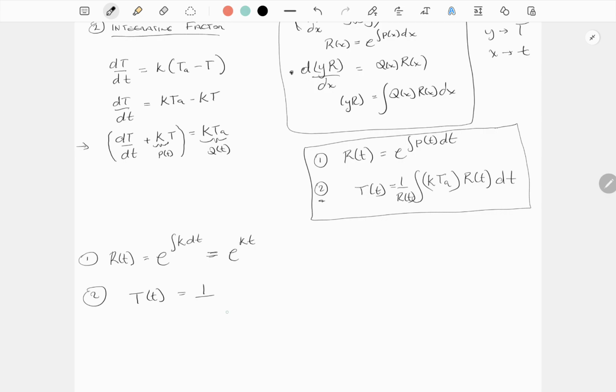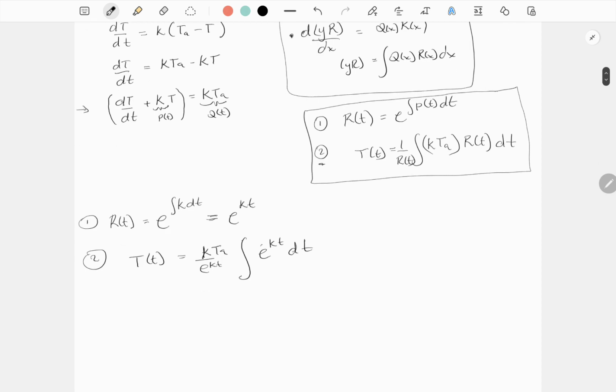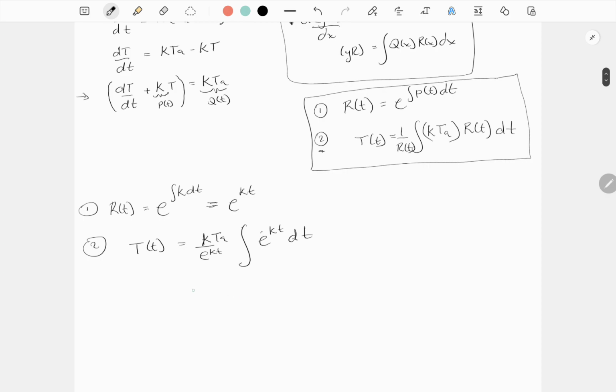Okay, all right, so this becomes 1 over r of t. R of t is e to the kt. So here, e to the kt times the integral of, here, I'm going to bring k Ta out, they're constants. So bring it out of the expression. And then r of t is e to the kt dt. So we're almost done. We're almost done here. So what does that do?